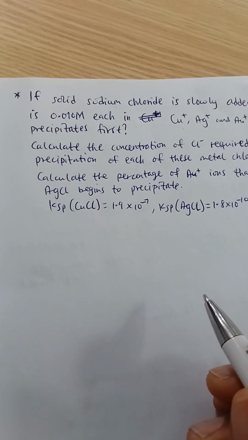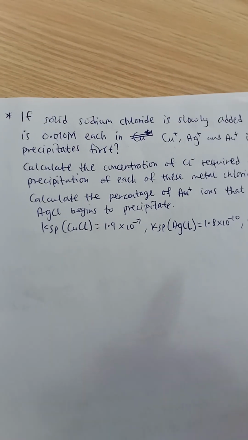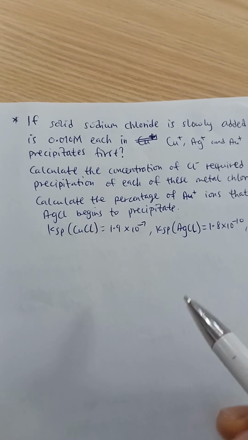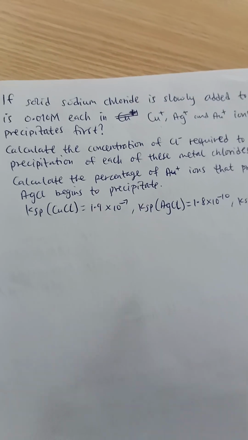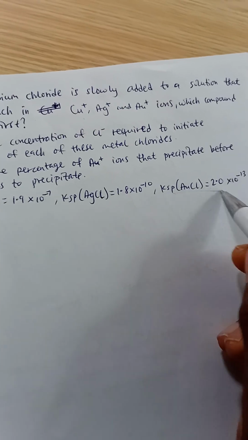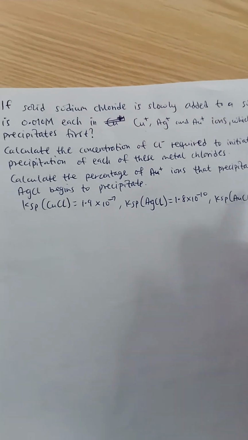So what you have to do here is, you can just get it without even calculating. The one with the least Ksp will have the least solubility. If you compare all of these, the one with the least Ksp here is silver, gold 1 chloride. So this will precipitate first, but you can calculate it.